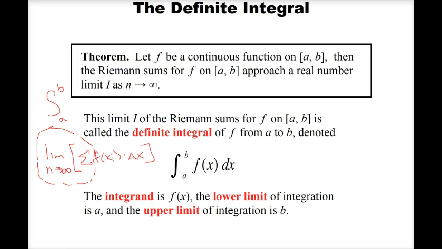And we notice here that in our notation for the definite integral, the integrand is f of x, the lower limit is a, the upper limit is b, and of course this dx here is our theoretical width for our rectangle, if that width is as small as it can possibly be. All right, so let's go ahead and move on.